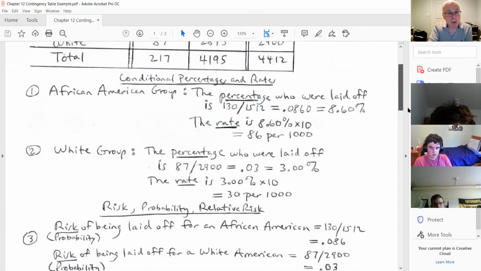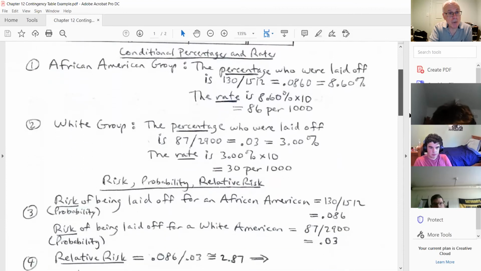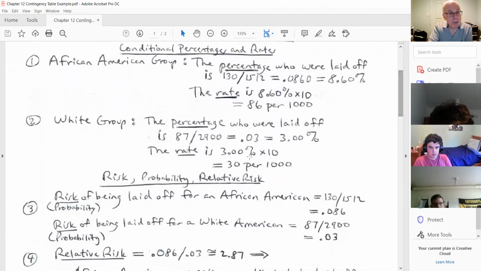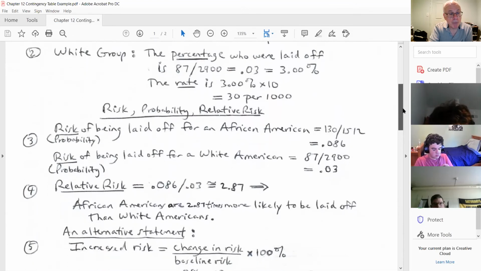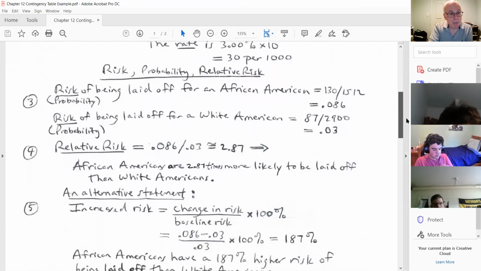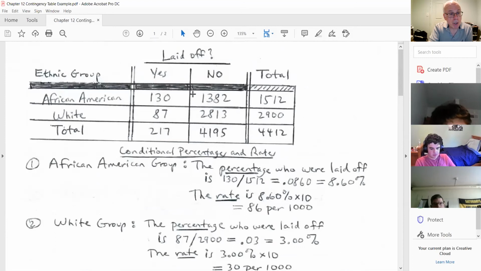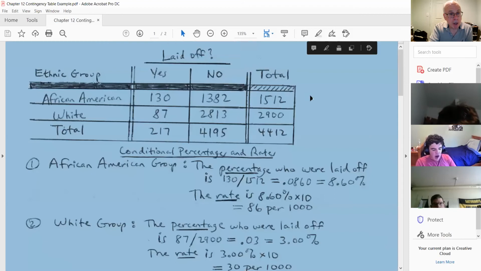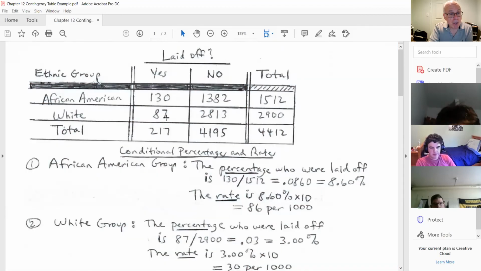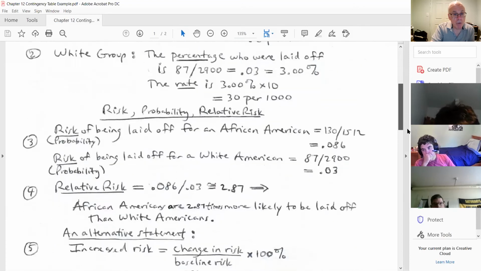These answers can also be considered the risk of being laid off. The same number, 130 divided by 1512. You could also say it's the probability of being laid off. Those words mean the same thing. Relative risk would be the risk for one category, for example, African Americans. So you find the risk, 130 divided by 1512, and then you want that risk relative to another category, which is white, 87 divided by 2,900. You get what's called relative risk.